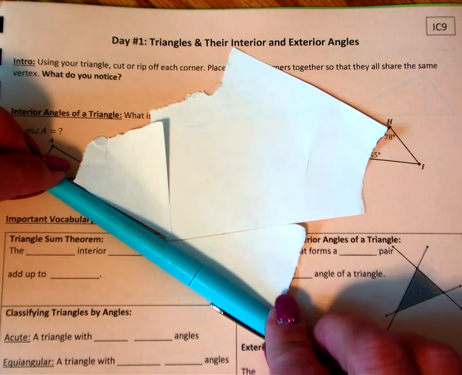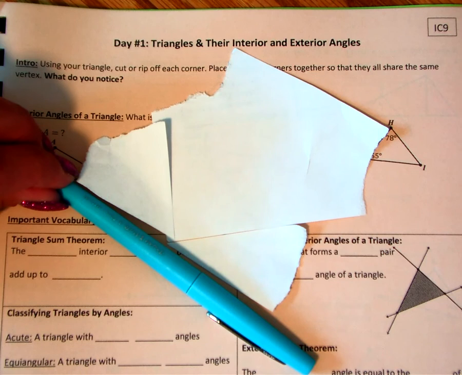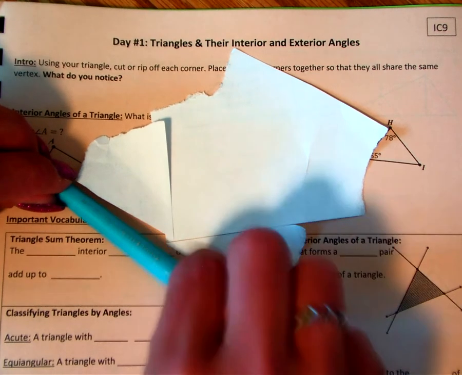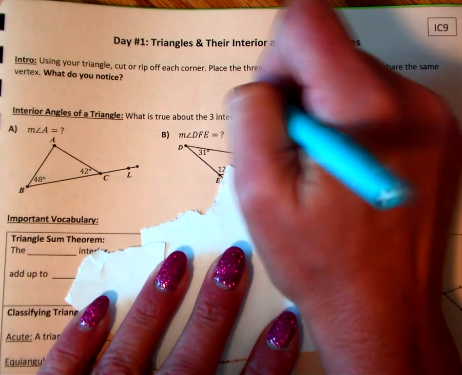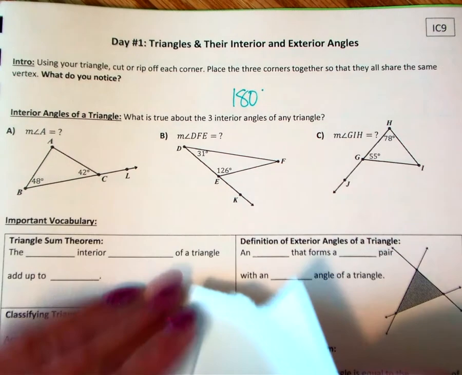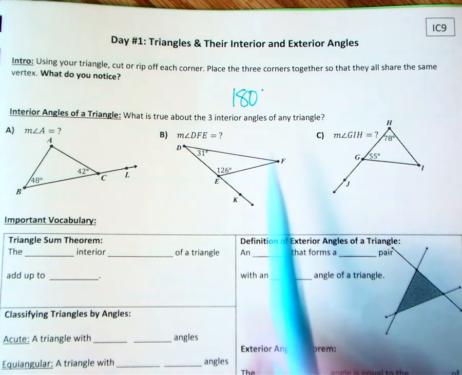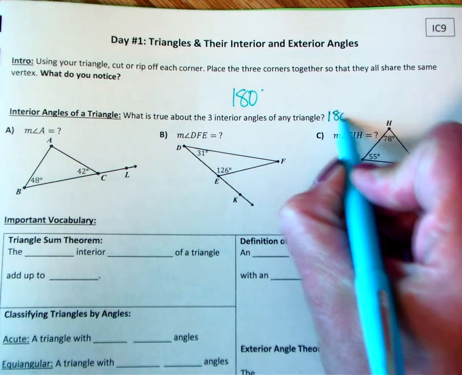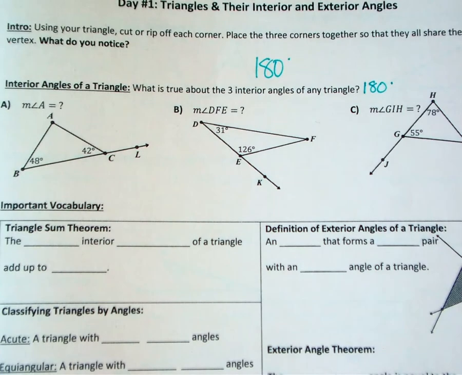With that being said, what do we know that the degrees are of these 3 angles if they form a line? We know they form 180 degrees. A line forms 180 degrees. So what would you say is true then about the interior angles of a triangle? So would we know all triangles add up to equal 180 degrees?